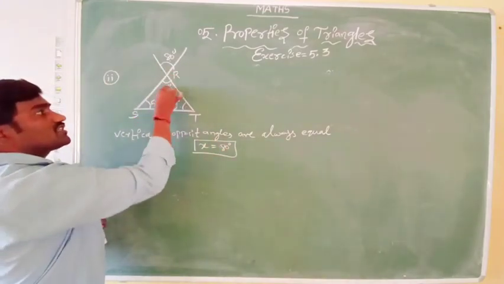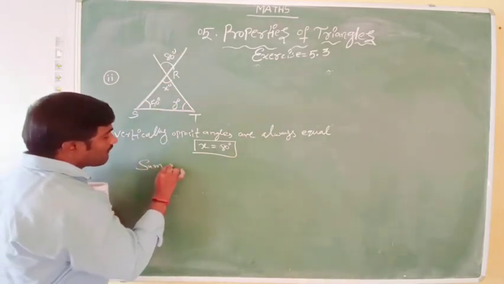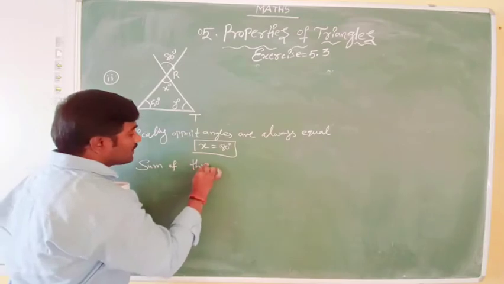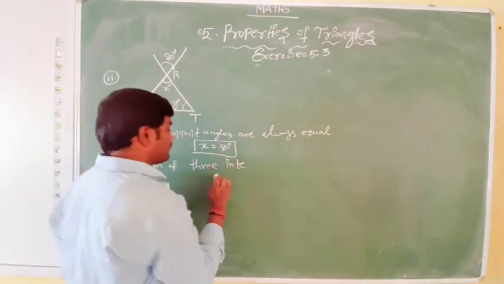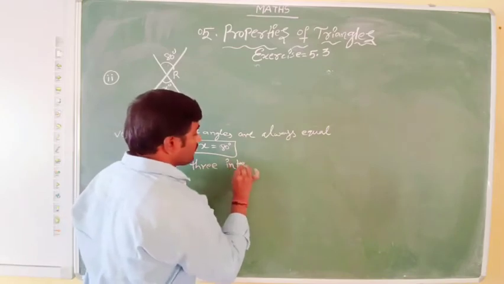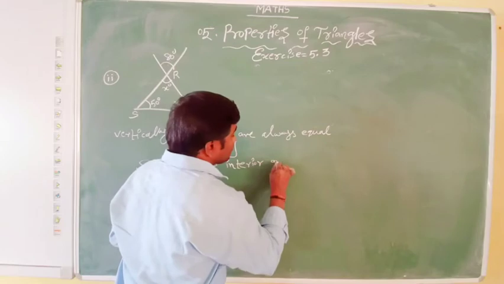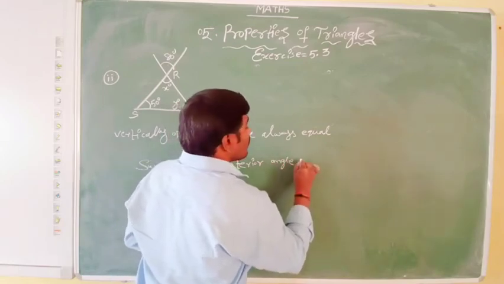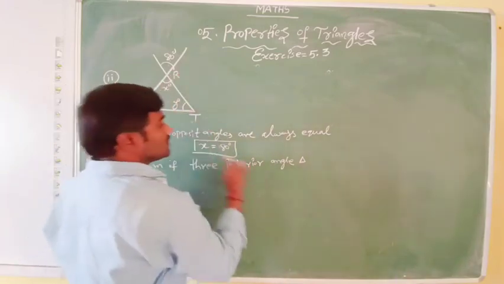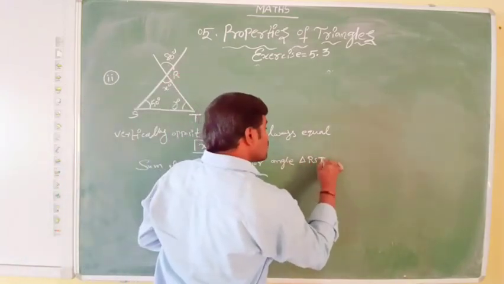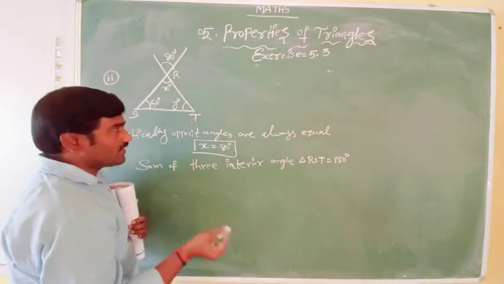Then the sum of these three angles equals 180 degrees. Then the sum of the three interior angles of triangle RST is equal to 180 degrees. I have written a triangle name here, nothing to worry.